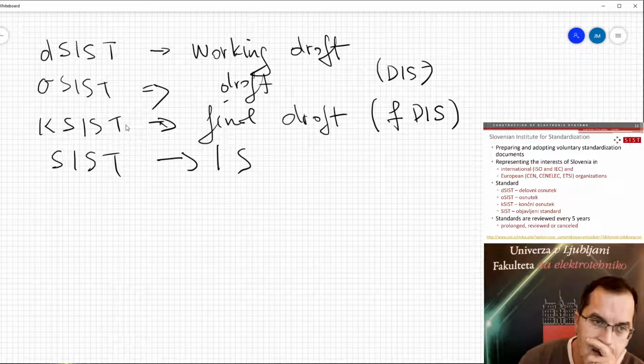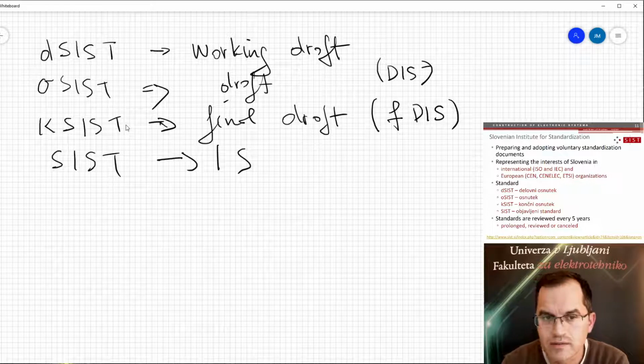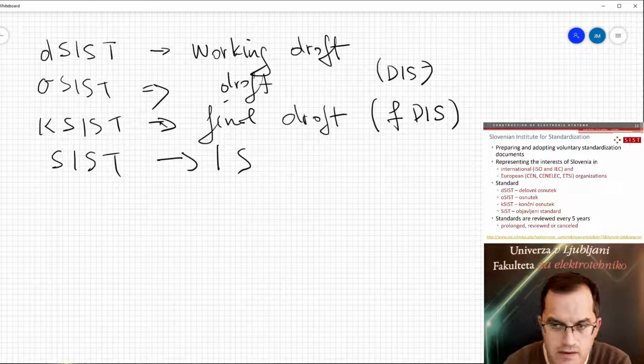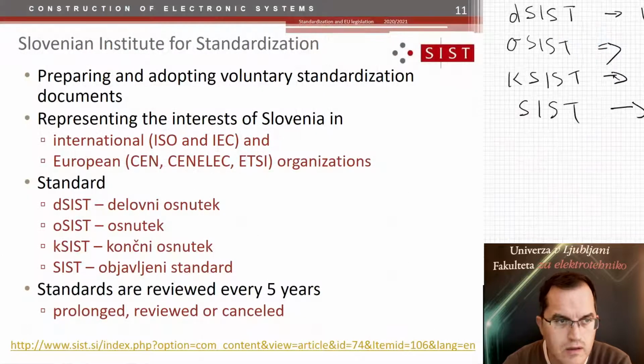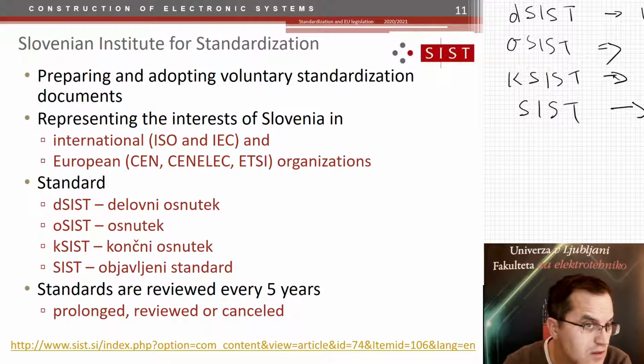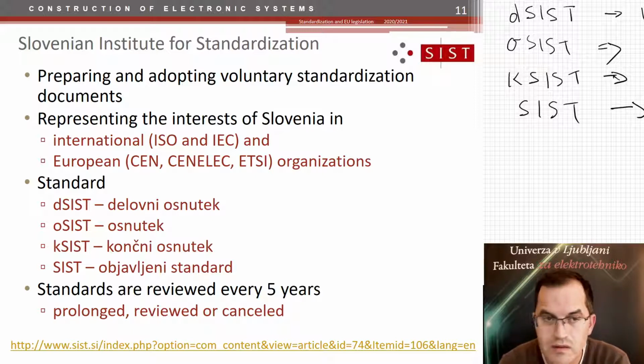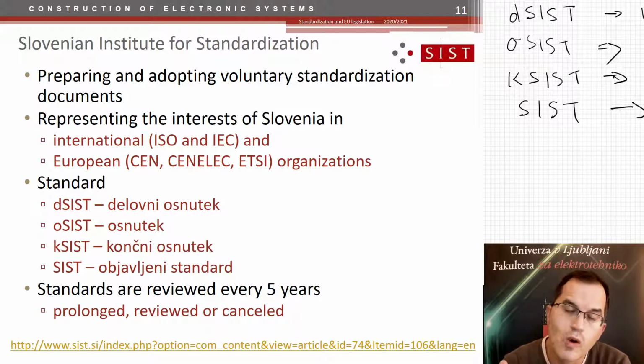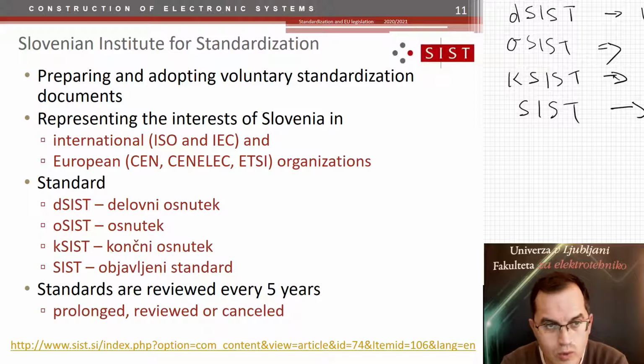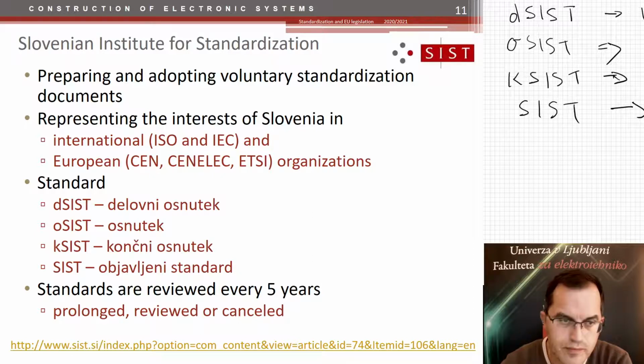So every standard then has its period when it's valid, and that is 5 years. After 5 years, it is revised. You can prolong it, change it, or cancel it, depending on whether it's still useful. That's why standards also have the year number next to them, so that we know which version we are talking about. Do we talk about the old one or the newest one? So each standard also has to be equipped with the number denoting the year in which it was issued or changed or similar. Okay.